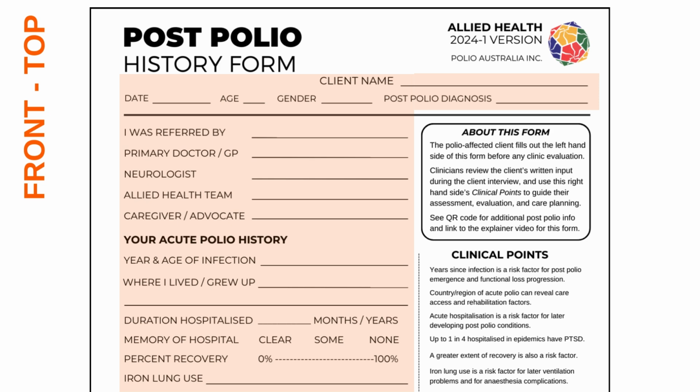I want to point out here at the percent recovery, you can either put a slash on that line to about what percent recovery you had from your acute polio before you became an adult, or you can write in a 30% or 70%. It's basically an estimate to give us an idea of how much recovery you had from that initial acute polio infection. And any details you have about iron lung use are also important to have.